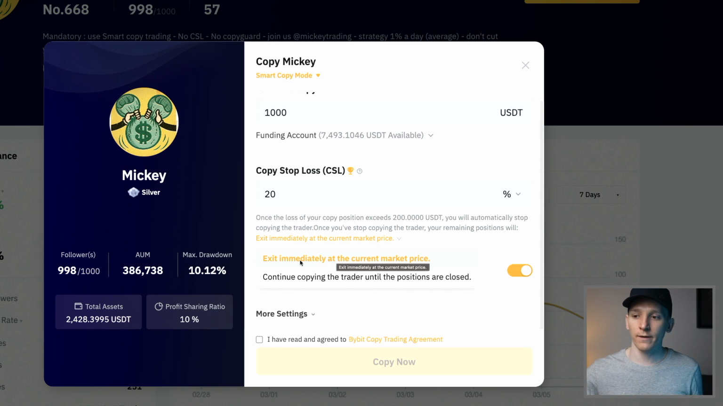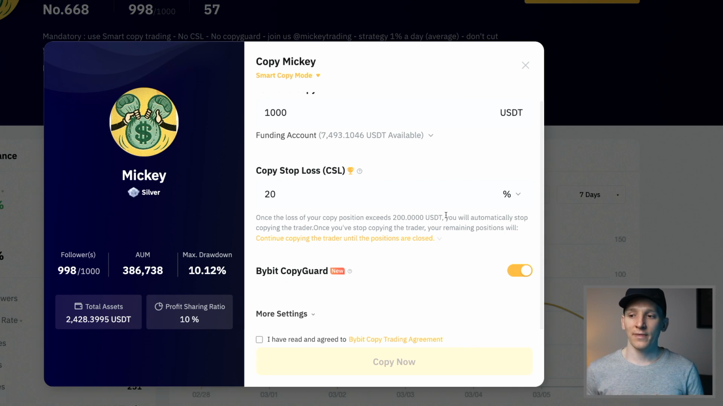Or what I can do is continue copying the trader until the positions are closed, and that means that you won't copy any new orders that go long and get more exposure for you, but you'll keep copying, and then you'll let them close down those orders and you'll close them. So you'll eventually kind of tail out of the copying. So you can choose either one of those.